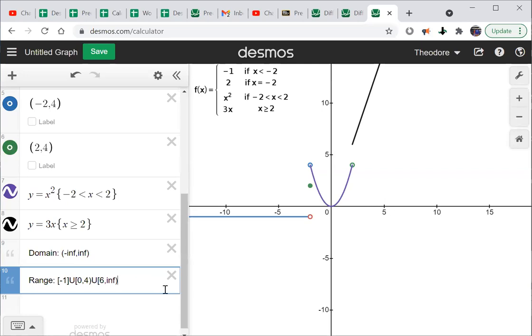Could you just do -1 to infinity? For the range, no, because you have gaps between -1 and 0, and also from 4 to 6, there are some values that are not included in the set. So we have to break it up in this case.